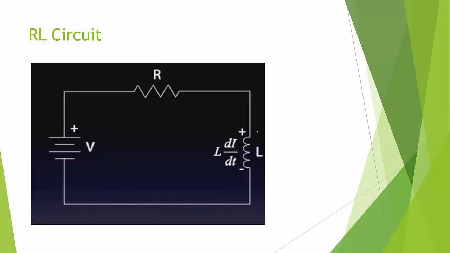So again, an RL circuit consists of a battery, a resistor, and an inductor. And again, the inductor is charged through the current flowing through the resistor, and acts like a voltage source.